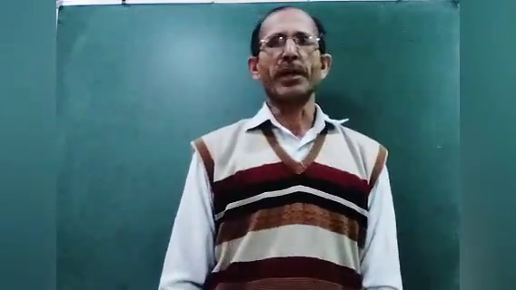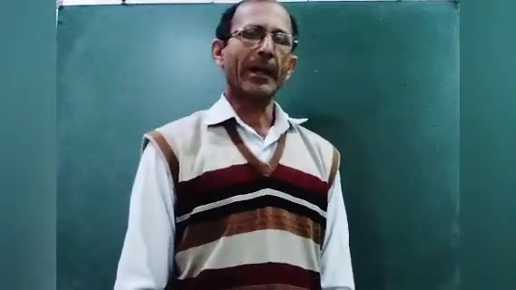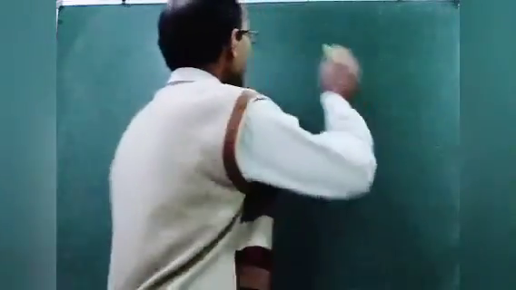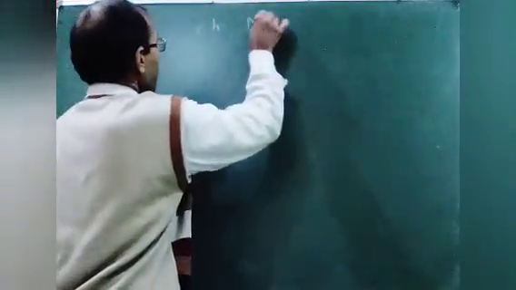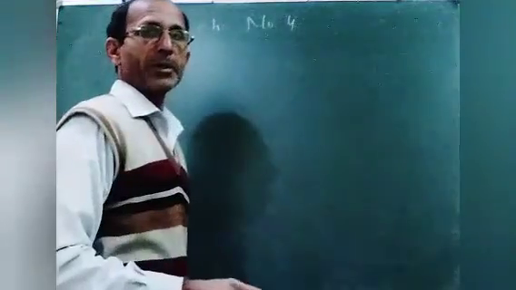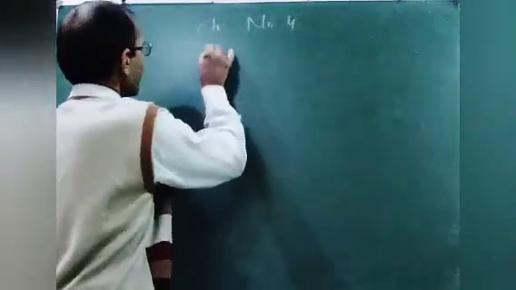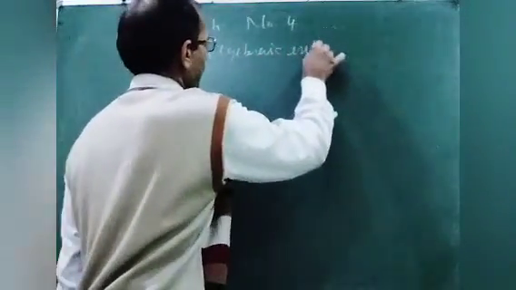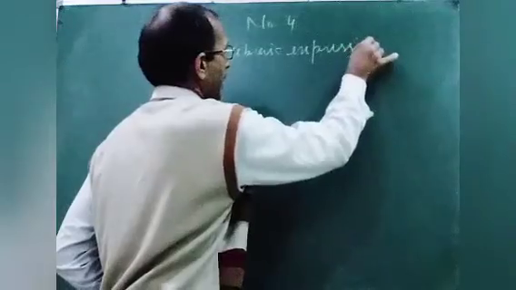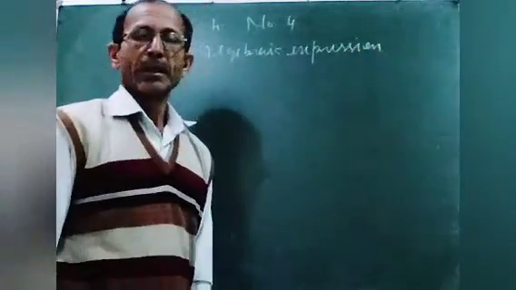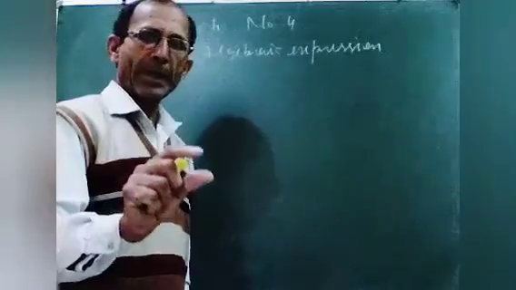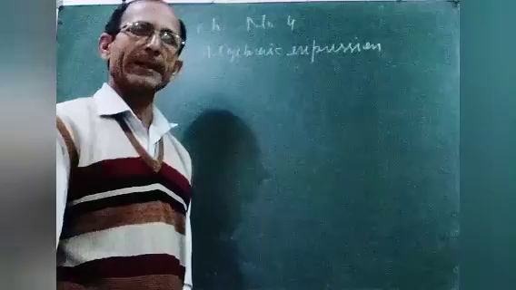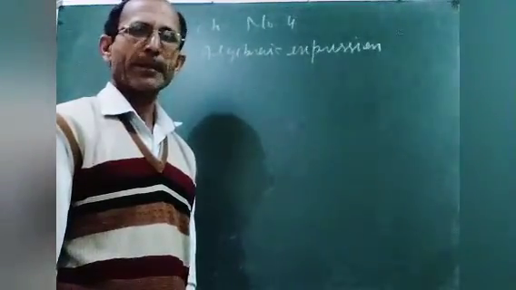The combination of variables and constants along with fundamental operations of math is called algebraic expression. Chapter number 4. Topic: algebraic expression. The combination of variables and constants along with fundamental operations of math is called algebraic expression.